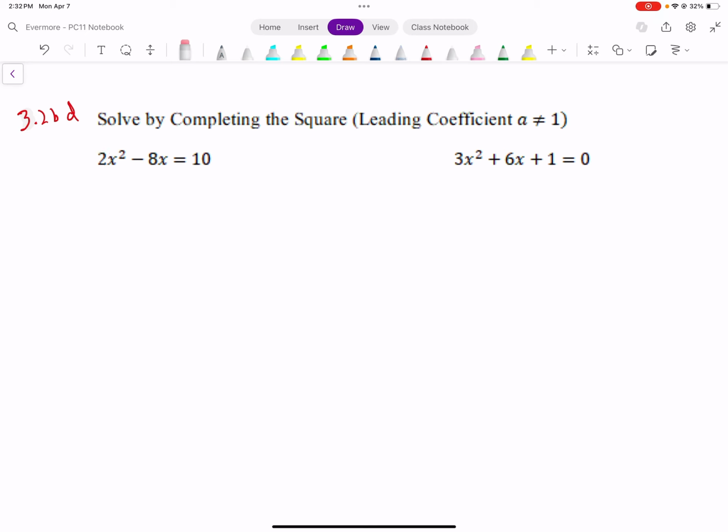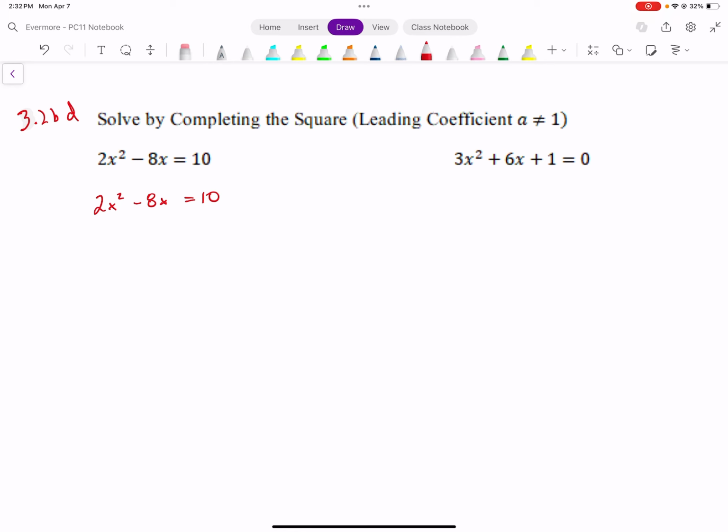If we notice, there is a leading coefficient of 2 in front of the x squared. I'm going to ask myself, is there any operation that I can do to make that leading coefficient 1? And the answer is yes. There's actually 2 that I can think of. I can divide both sides of the equation by 2, or I can multiply both sides of the equation by 1/2. Either will work.